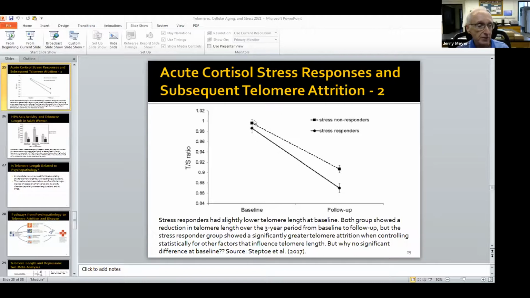But the outstanding question, which the authors acknowledge, is you would think that if this stress responsiveness or non-responsiveness had been going on previous to the beginning of the experiment, why didn't these guys show a difference at baseline? Because they obviously didn't. And the authors don't know, and we don't know. But at least with respect to this 3-year period, the difference in responsiveness was predictive of telomere attrition.